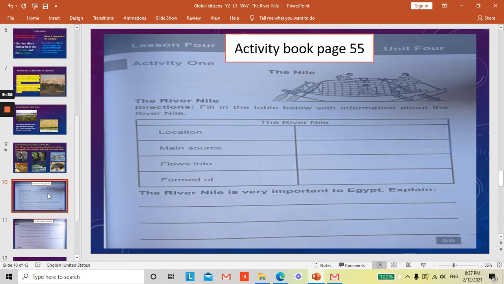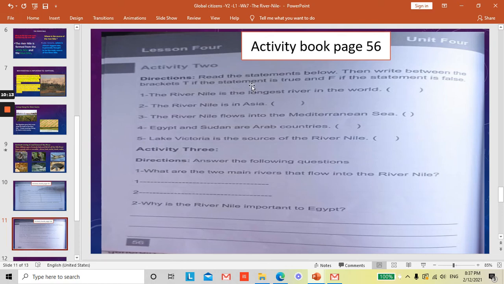We have an activity to do in the Activity Book, page 55. You are going to talk about the Nile: location, main source, flows into, formed of. This is the activity I want you to do as an assignment. Pages 55 and 56, do as an assignment. We will review together when we get back online.